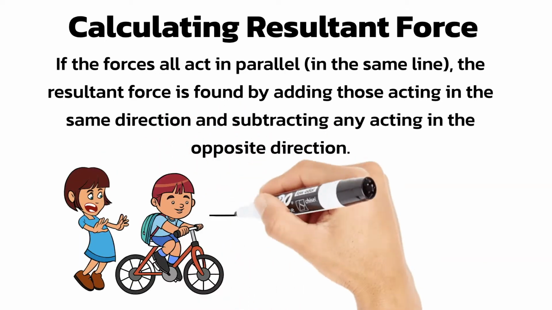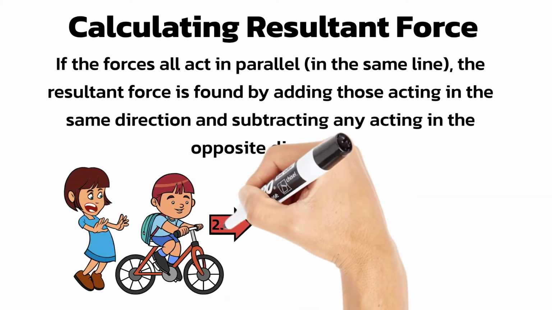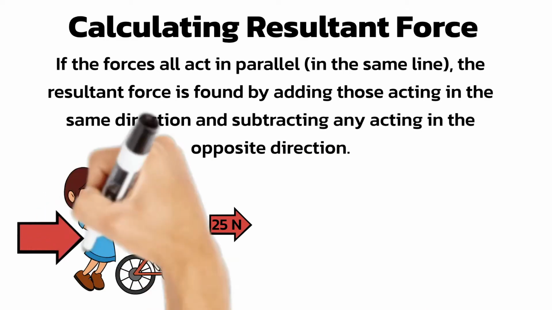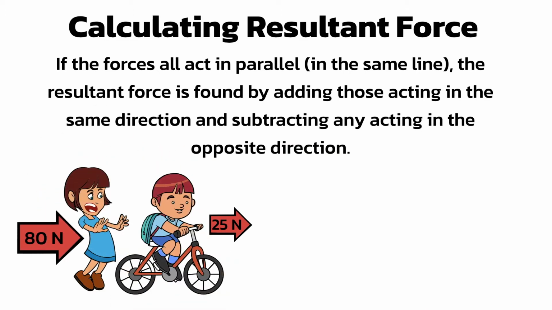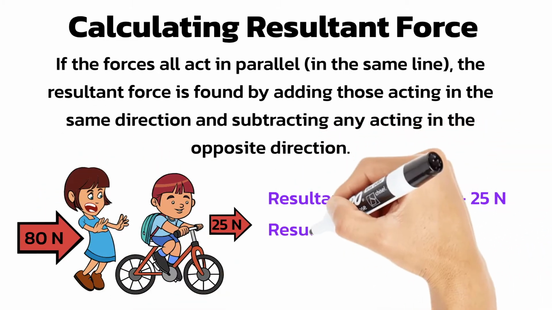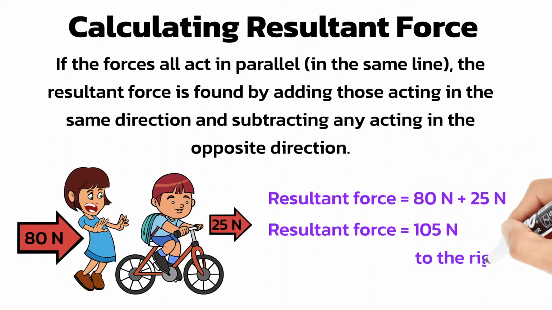Here, little Joe is riding his bike and pushing with a force of 25 newtons. His sister Jane pushes him with a force of 80 newtons in the same direction, so the forces are added together to give a resultant force of 105 newtons to the right.